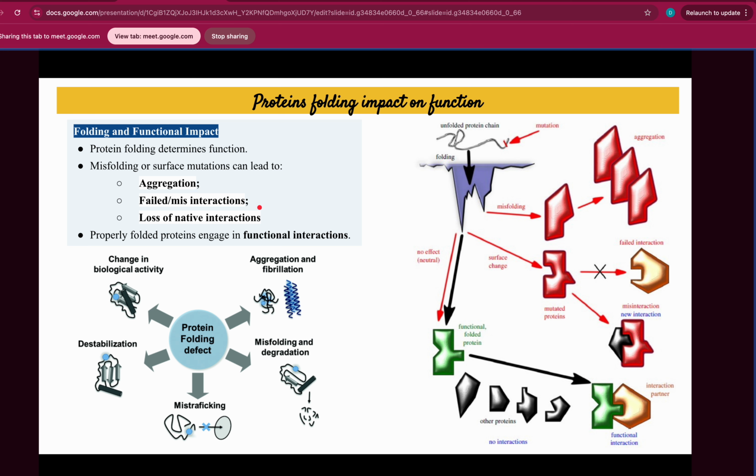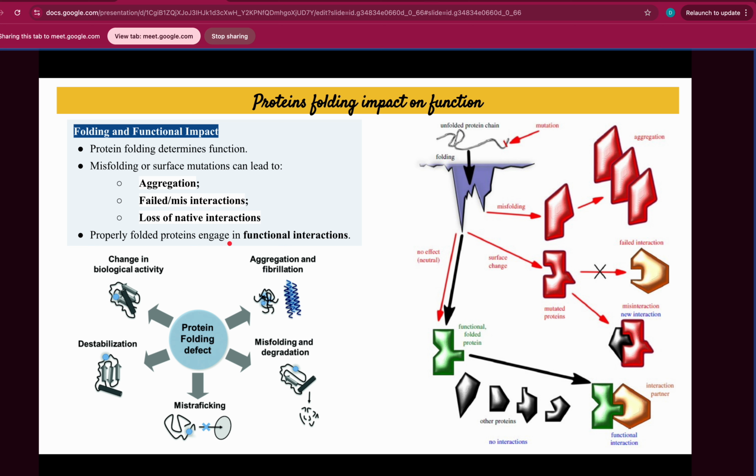As we all know, proteins in our bodies interact with other proteins. This is how the machinery is working. Protein interactions work in different bodily processes. So if those residues which are involved in these interactions are mutated, then those interactions will also fail, and the functionality brought about by that interaction will also fail. So, loss of native interactions. These are different things which can be influenced by the surface mutations.